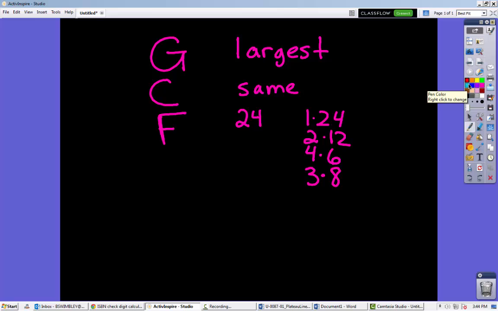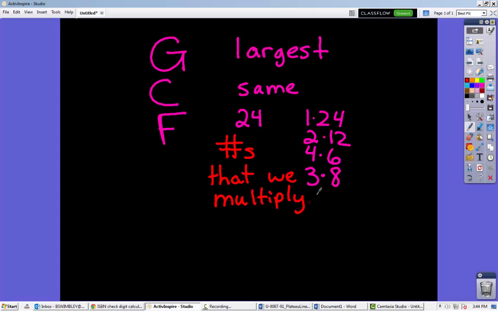So remember, our factors are numbers. I'm using that pound sign to abbreviate. Numbers that we multiply to reach or to get the target number.